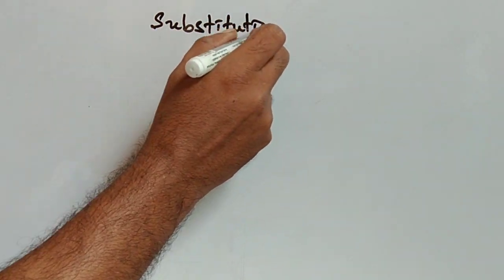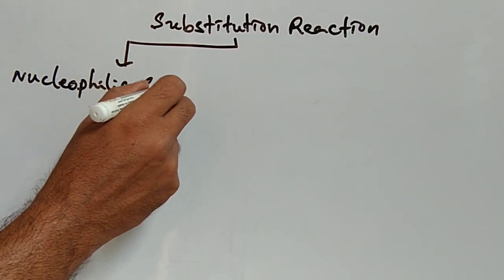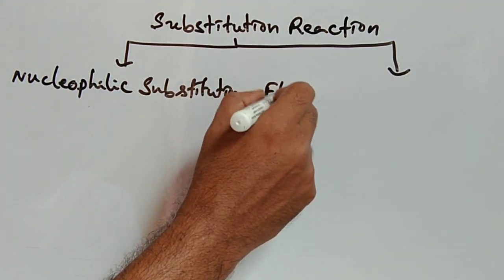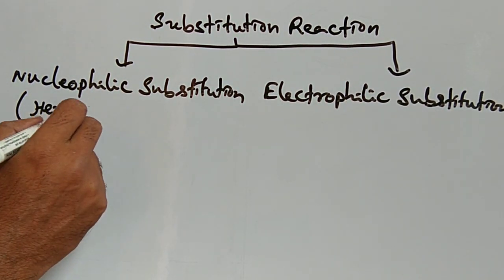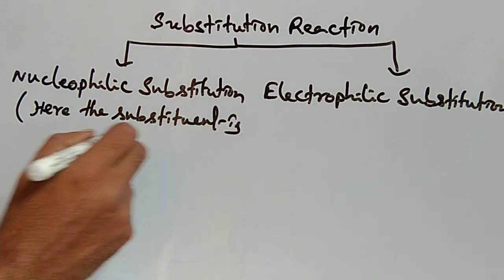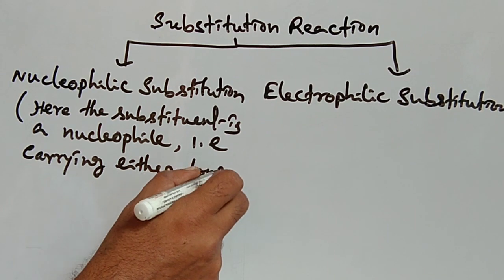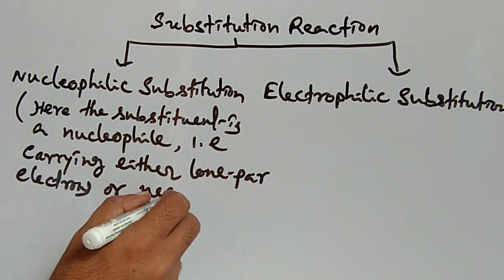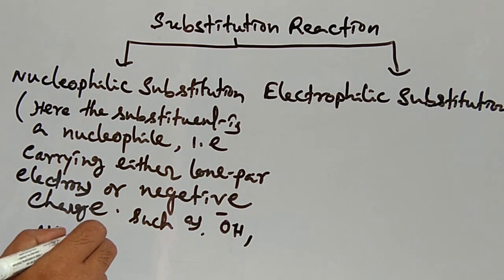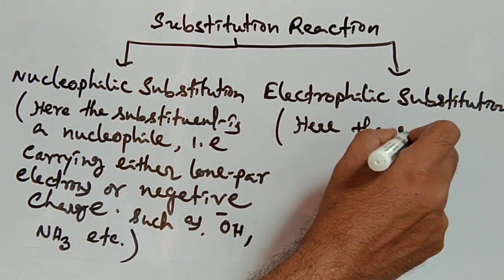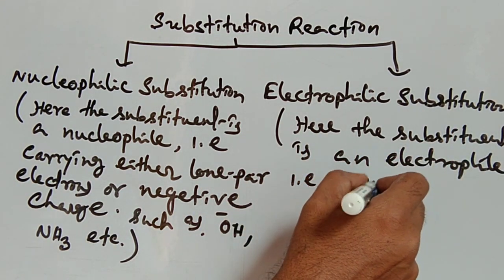There are two types of substitution reaction: nucleophilic substitution reaction and electrophilic substitution reaction. In a nucleophilic substitution reaction, the substituent is a nucleophile, and in case of an electrophilic substitution reaction, the substituent is an electrophile. Now, in English, phile means love or attraction. So, a nucleophile is that which has a love or attraction towards nucleus or a positive center.